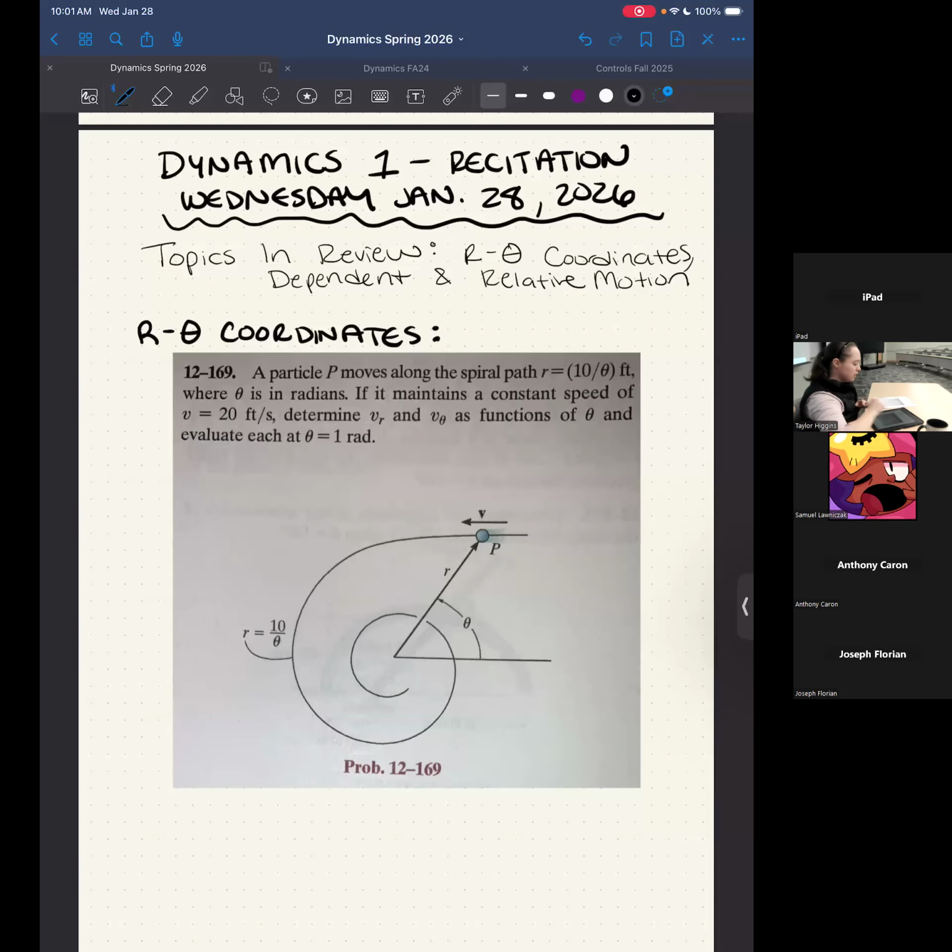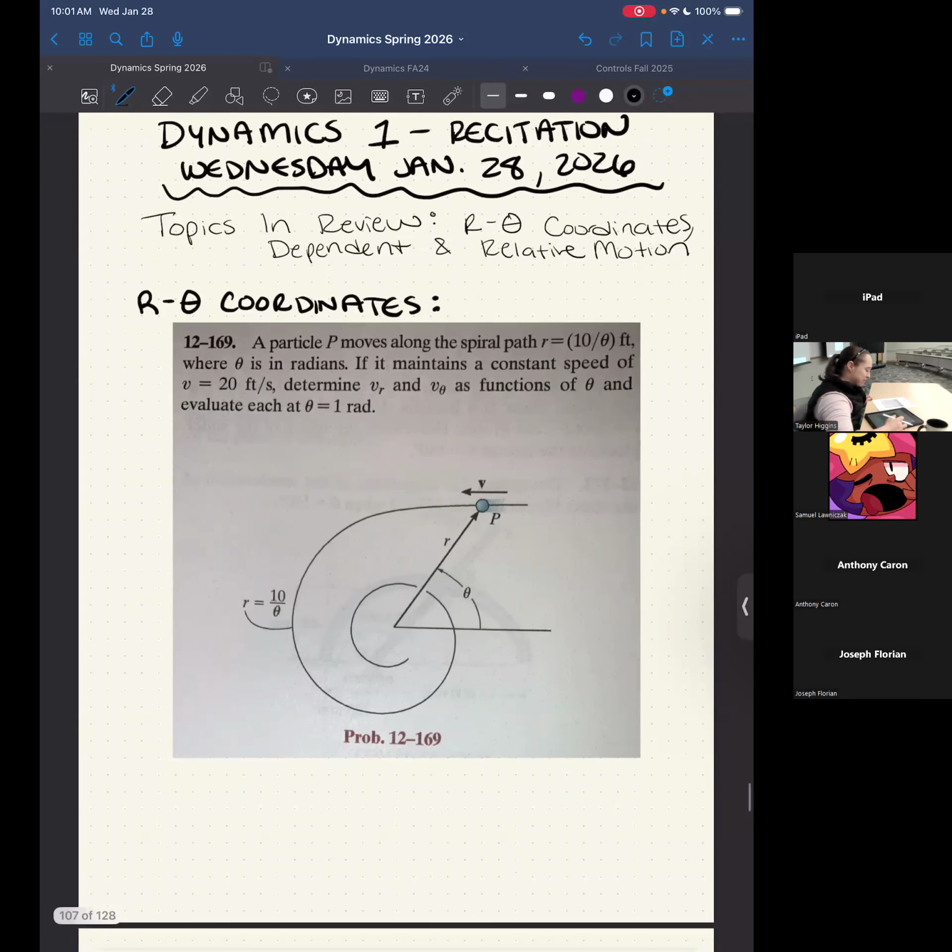There we go. Okay, I'll take the silence from the Zoom members as an emphatic yes, that it worked great. So let's go ahead and get started on this first problem.